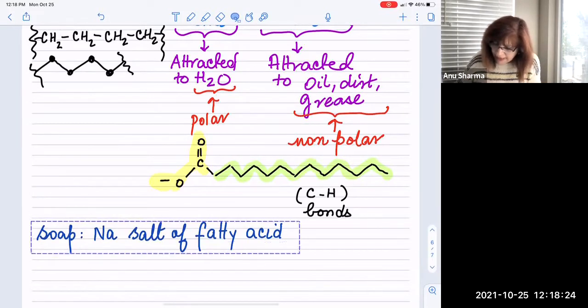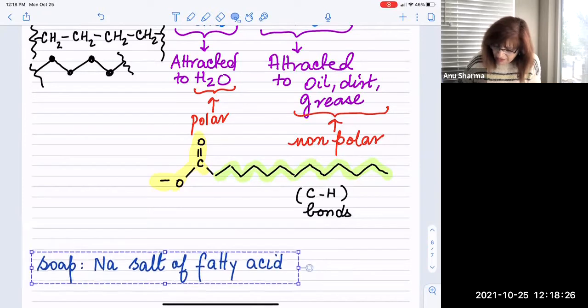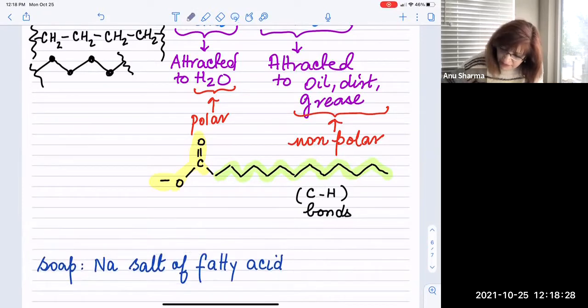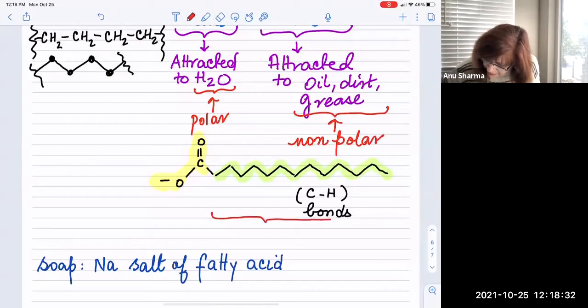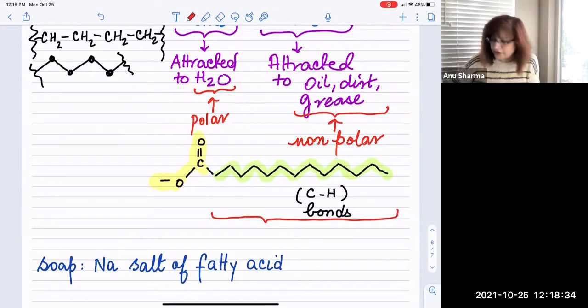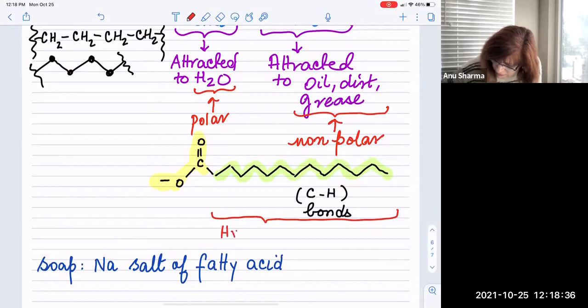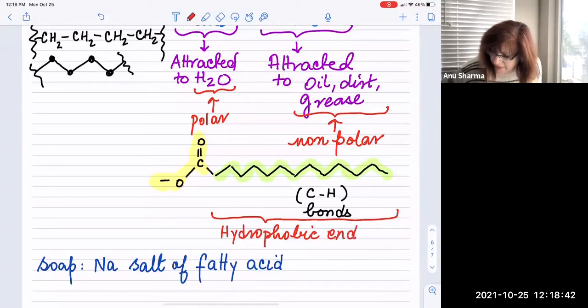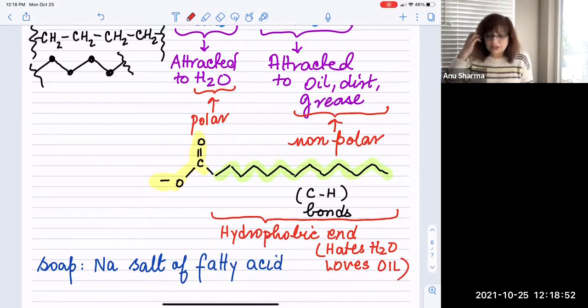So the hydrophobic end is the end where you have this. Hydrophobic means it's afraid of water. Hydrophobic end hates water, but loves oil, grease, dirt, those things.